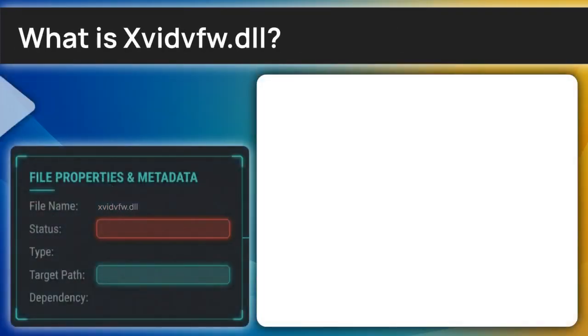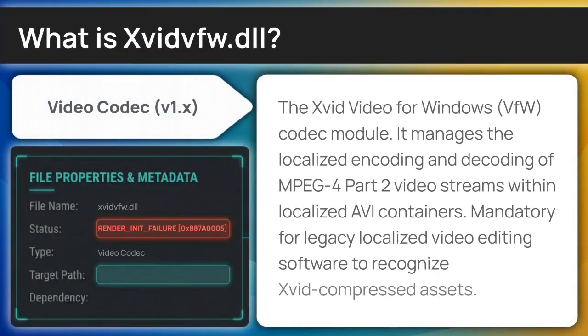This is the Xvidvfw library, the Xvid Video for Windows VSW codec module. It manages the localized encoding and decoding of MPEG-4 Part 2 video streams within localized AVI containers, mandatory for legacy localized video editing software to recognize Xvid-compressed assets. Now that we've covered what the file does, let's jump into our first fix.